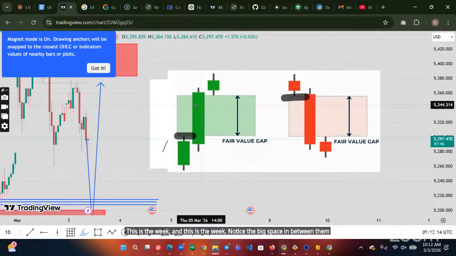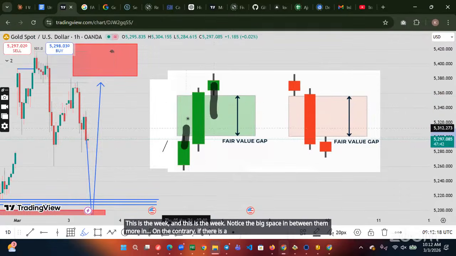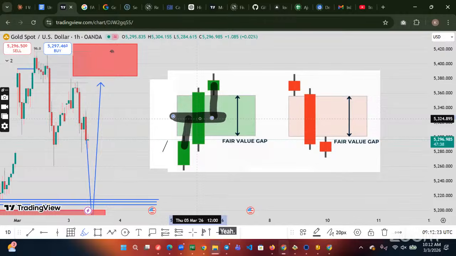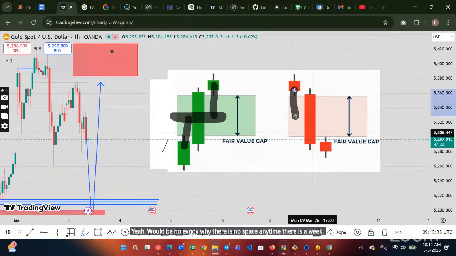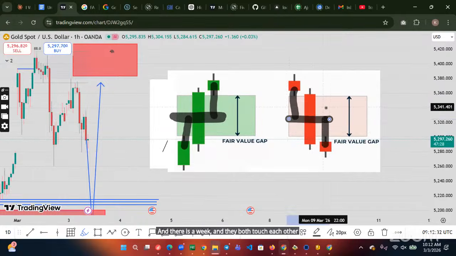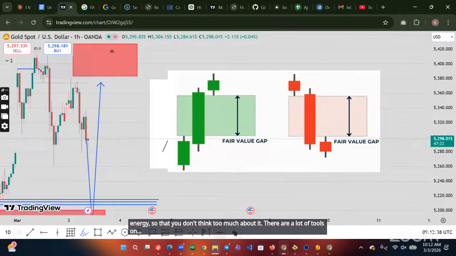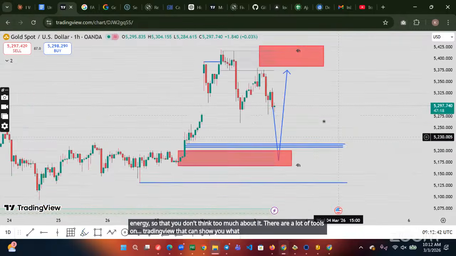But on the contrary, if there is a wick and there is a wick like this, there would be no FVG. Why? There is no space. Anytime there is a wick and there is a wick and they both touch each other, there will be what? No FVG. So that you don't think too much about it, there are a lot of tools on TradingView that can show you what? FVG.